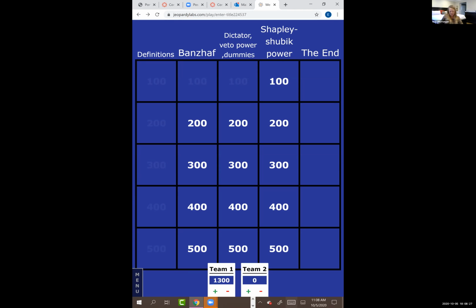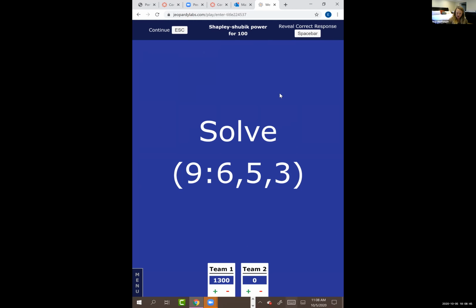Okay, what about Shapley-Shubik? How many points? Since we haven't done one of those, let's do 100. I meant just of the Shubik, just to see what the questions look like. Yeah. So solve the Shapley-Shubik power. We have a quota of 9. The weights are 6, 5, 3.